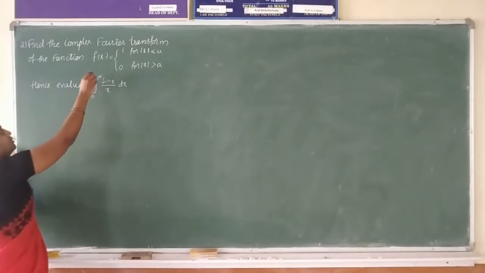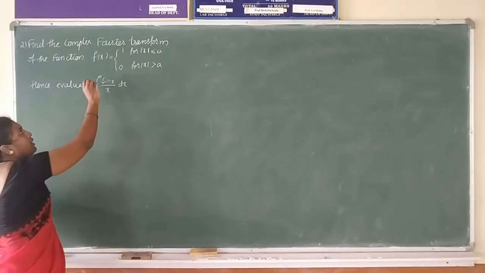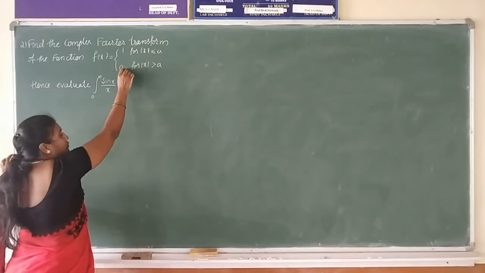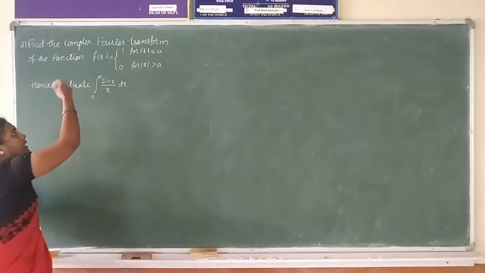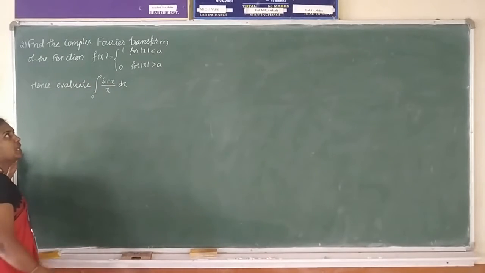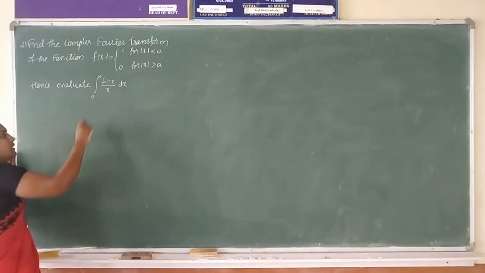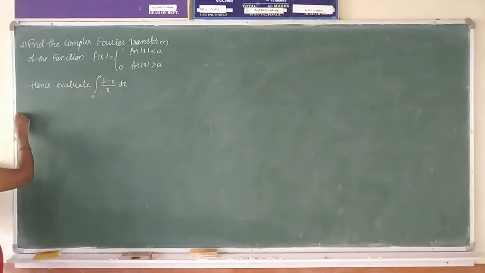Here two parts of the question are there. One is to find the Fourier transform for the given function. Next, using that obtained Fourier transform, we need to evaluate this term. We will see this one later. First, let us find the Fourier transform of the given function.